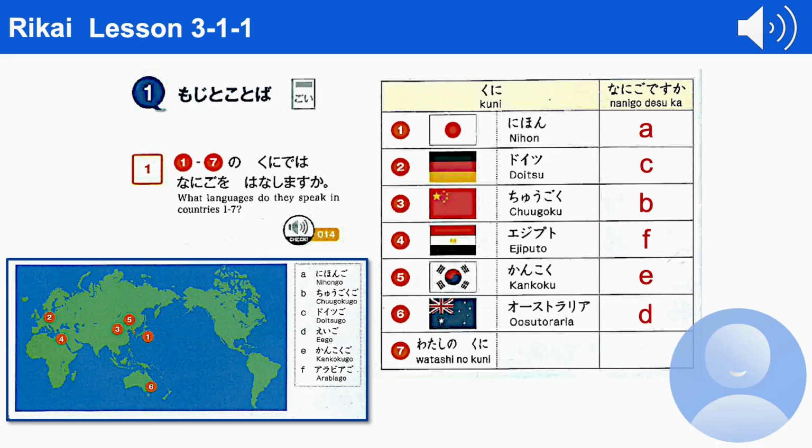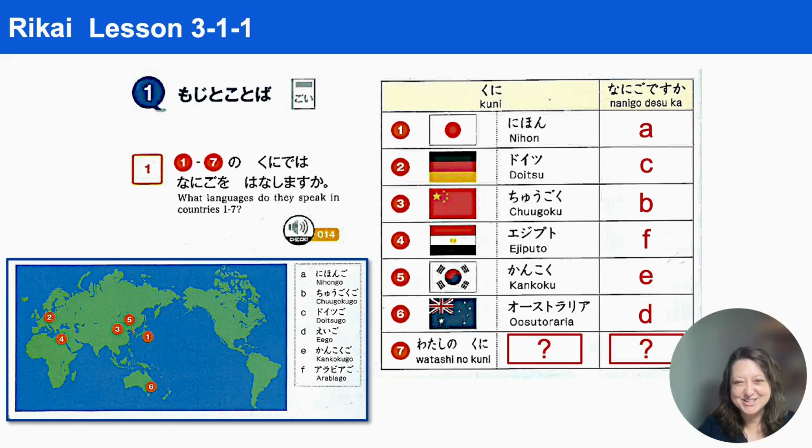1、日本語。2、ドイツ語。3、中国語。4、アラビア語。5、韓国語。6、英語。How did you do? What did you write for number 7? 私の国。国, country. 私の国, my country.